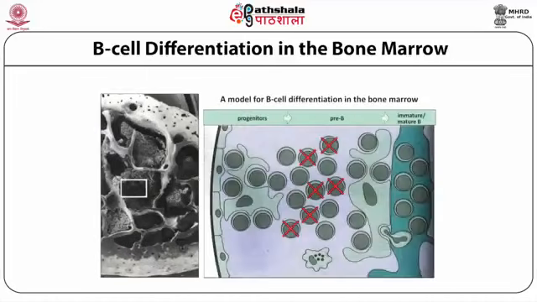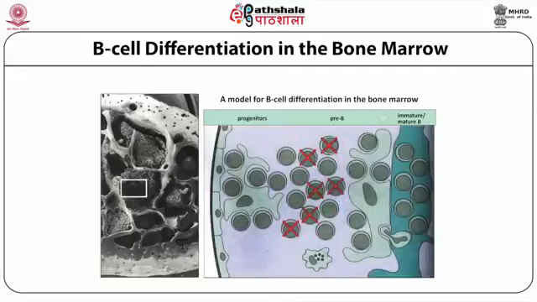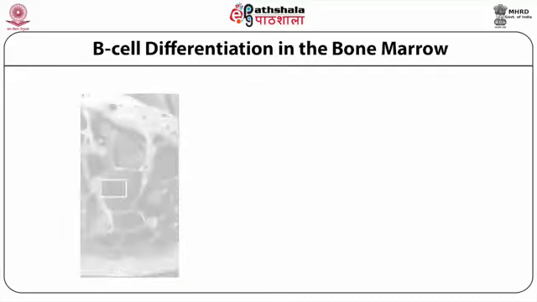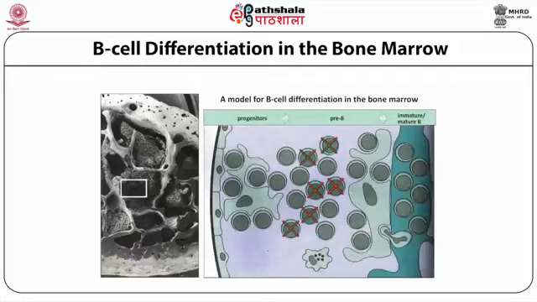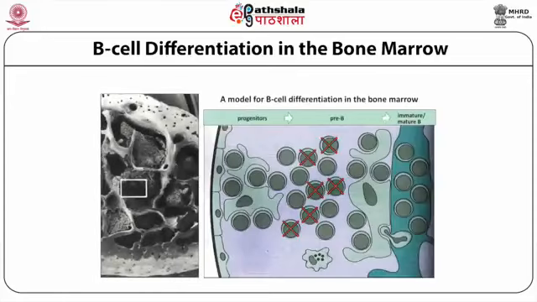The word stroma is derived from a Greek word which means mattress. B cells taken out of bone marrow fail to grow in vitro. Hence, support of stromal cells is necessary.